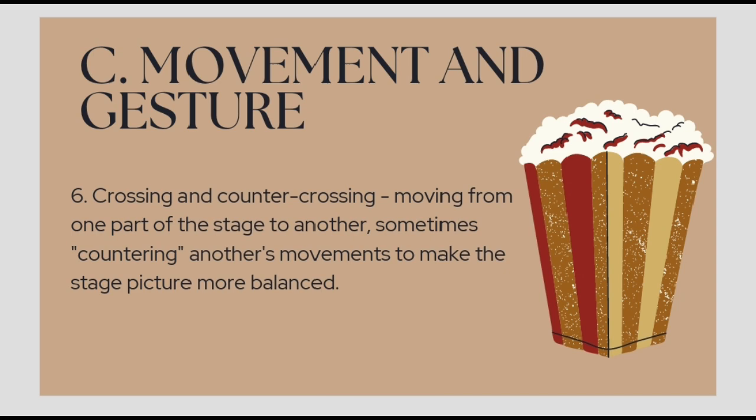And sixth, we have the crossing and counter crossing. Crossing is when an actor moves from one part of the stage to another. Counter crossing is when another actor moves in the opposing direction at the same time. This helps balance the stage visually and keeps the scene dynamic.